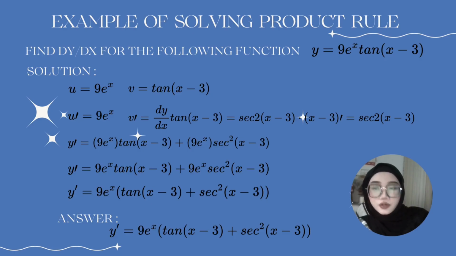Now I apply the product rule, which states y prime equals u prime times v plus u times v prime. Substituting the expressions, y prime equals 9e to the x times tan of x minus 3 plus 9e to the x times secant squared of x minus 3. I can factor out 9e to the x to simplify. So the final answer is y prime equals 9e to the x multiplied by the bracket tan of x minus 3 plus secant squared of x minus 3. So let's complete the solution for part A, question 2.